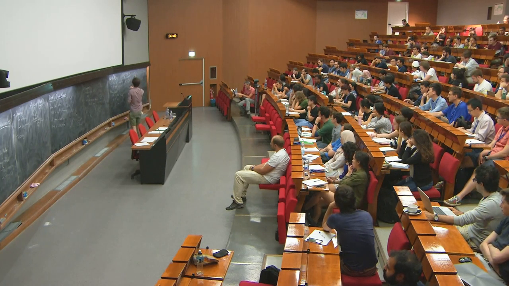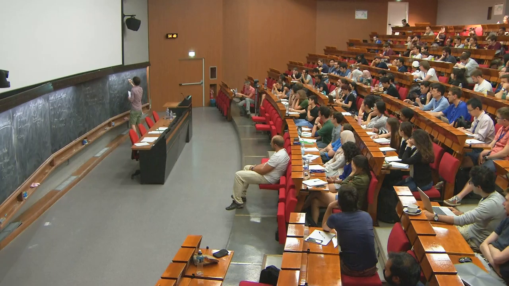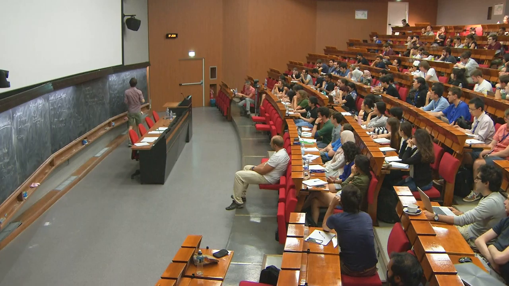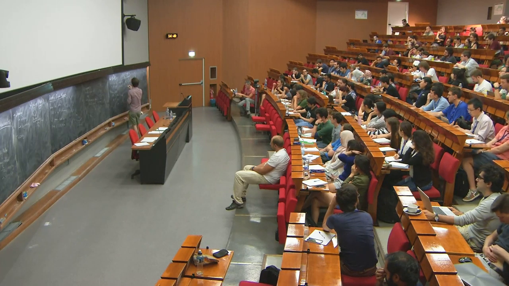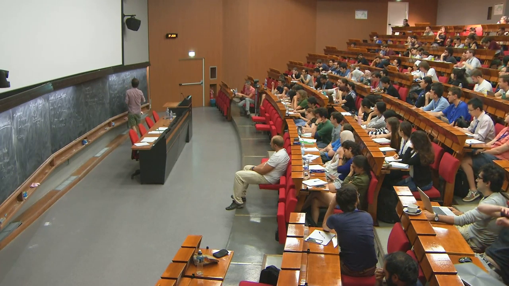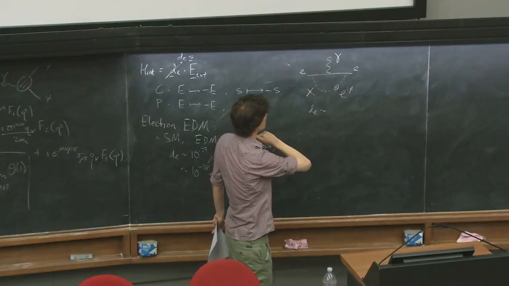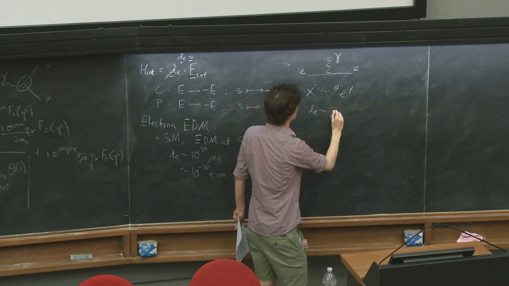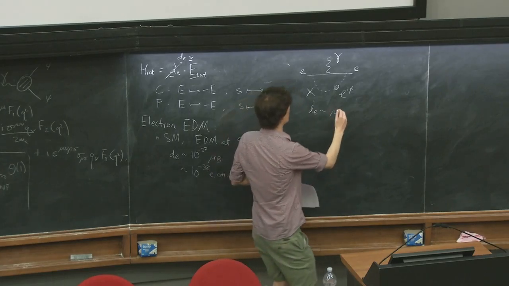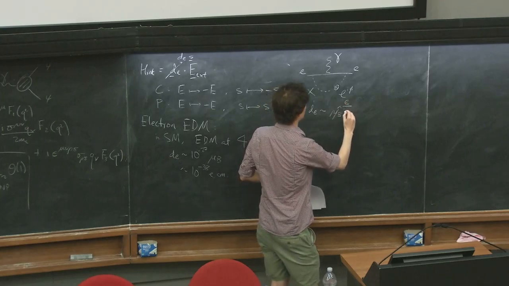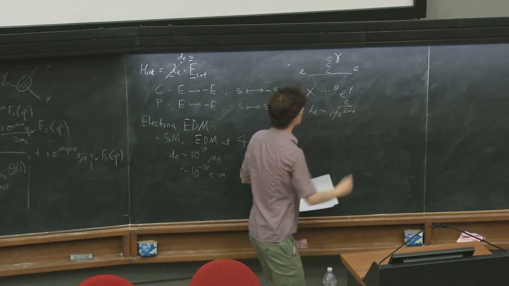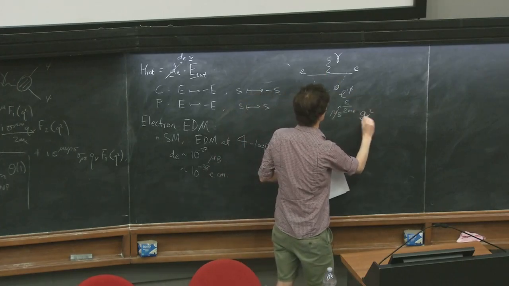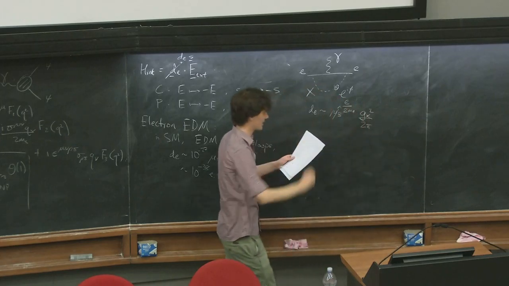So we have our generic new physics here, which we're just taking to be introducing some kind of CP violation parameterized by some phase phi. Then the magnitude of the electric dipole moment we get from this loop, we can just get from dimensional analysis. So the parametric thing will be the Bohr magneton, which expanding out is electron charge over twice the mass of the electron.